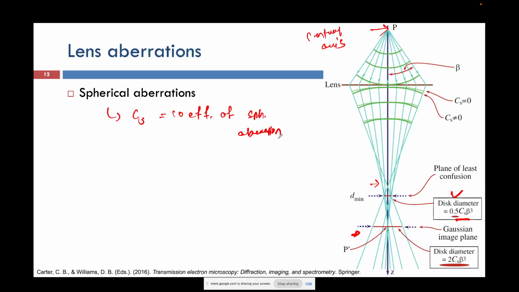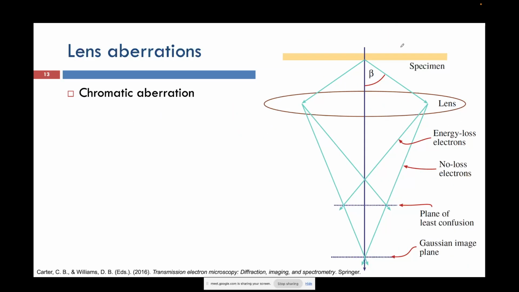So how do we reduce this spherical aberration? By increasing or decreasing the magnetic field strength, so that the incident beams do not go much farther away from the optic axis, right? This is one aberration, and this is another aberration which is known as chromatic aberration.